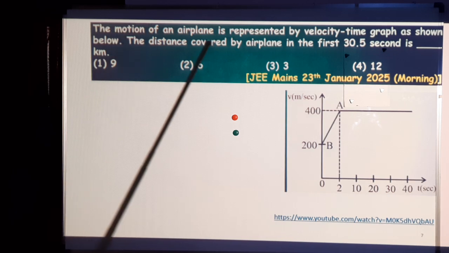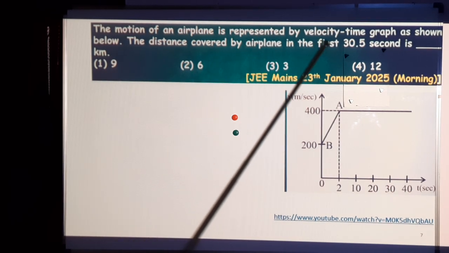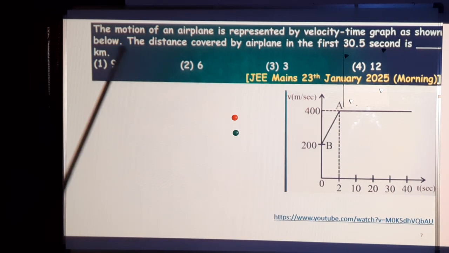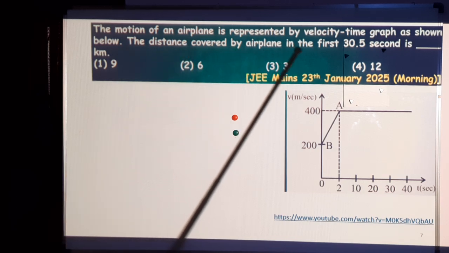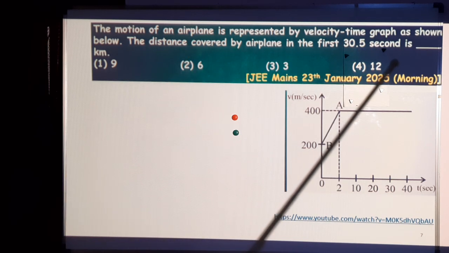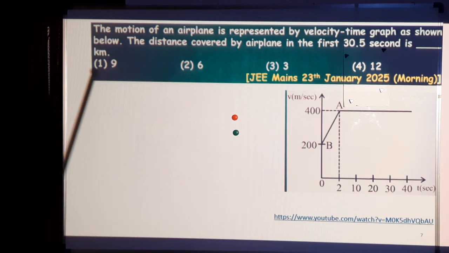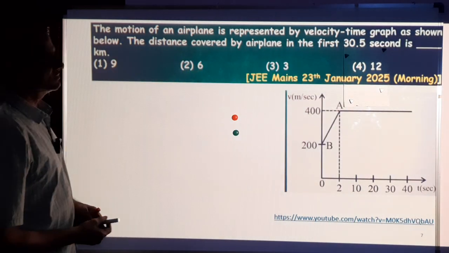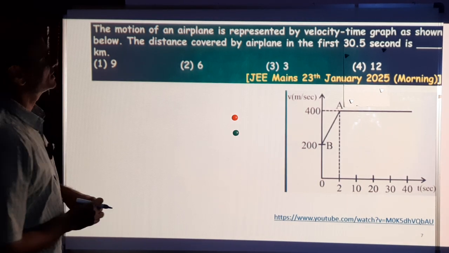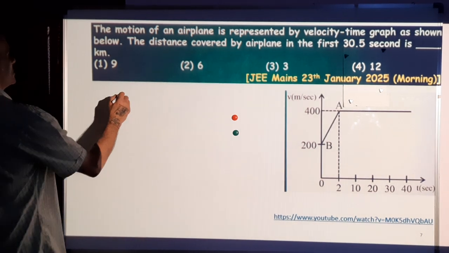The motion of an airplane is represented by a velocity time graph as shown below. The distance covered by the airplane in the first 30.5 seconds is dash kilometer. 4 options are given. You can pause and attempt this question. The V versus T graph is given. From that we have to find the displacement.